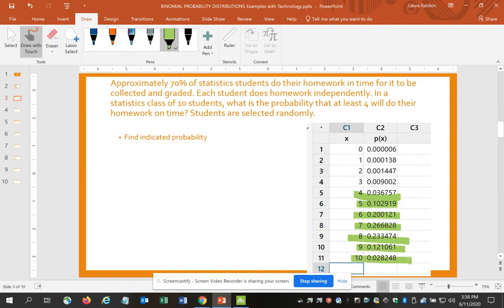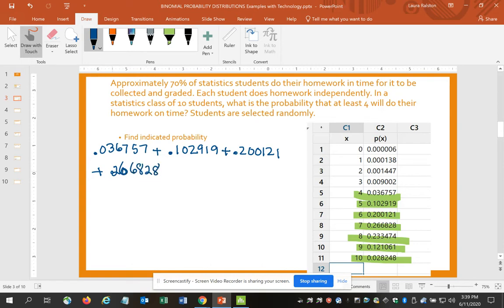So we need to add together, and I'm going to write it out for you so that there's no question about what it is we're doing. We're going to add together 0.036757 plus 0.102919 plus 0.200121 plus 0.266828, get that decimal point in there, plus 0.233474 plus 0.121061 plus 0.028248. We're going to add together the probabilities for 4, 5, 6, 7, 8, 9, and 10.